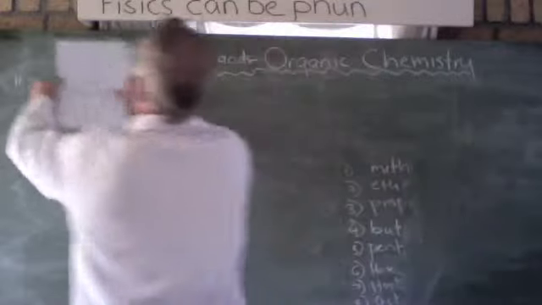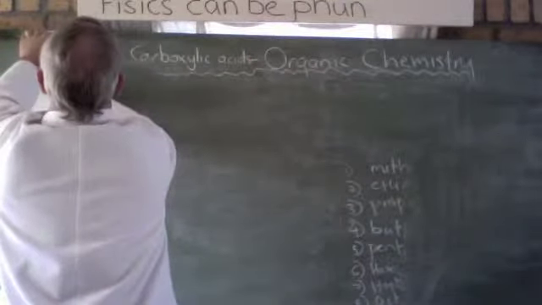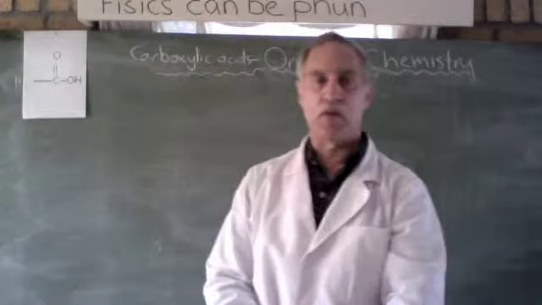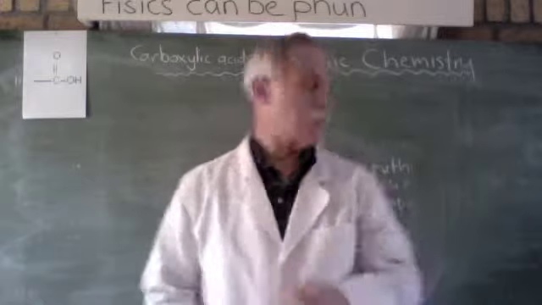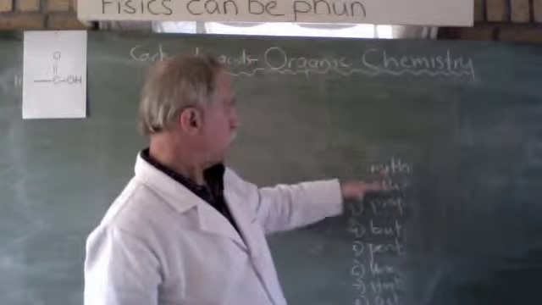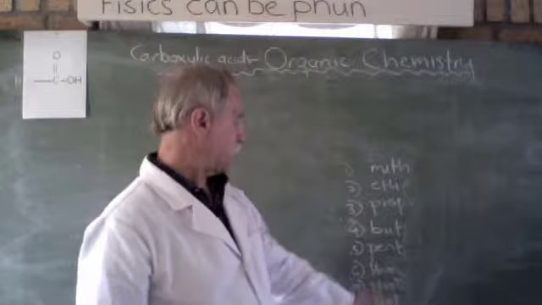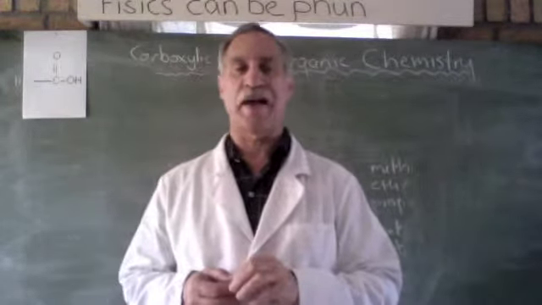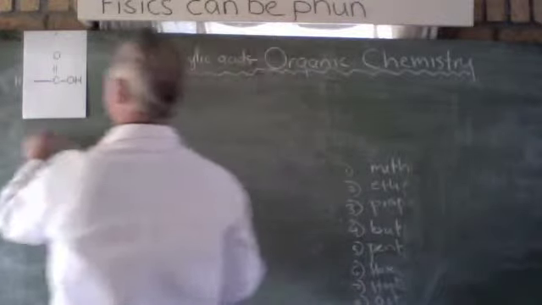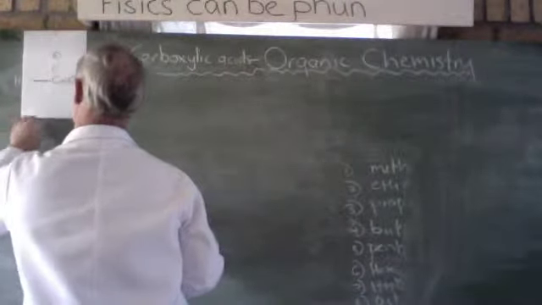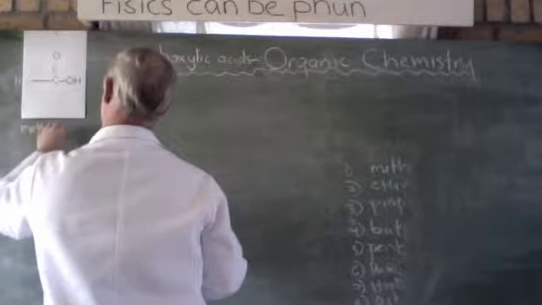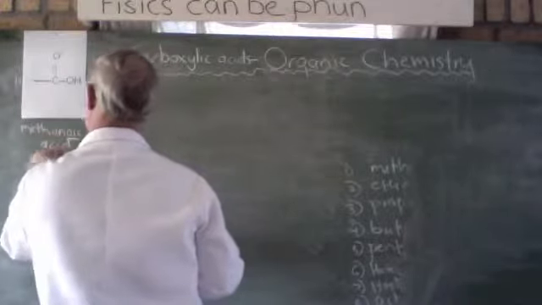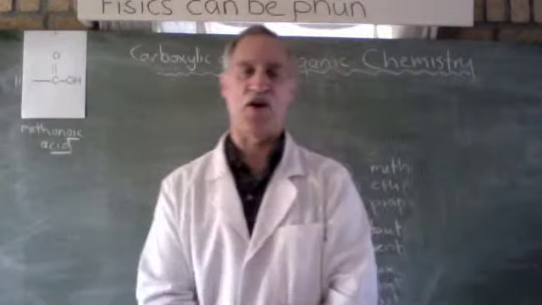So if we had just a one carbon carboxylic acid with a hydrogen on the end to satisfy that carbon, we would have, and we must remember, methane, ethane, propane, butane, pentane, hexane, heptane, octane, but now the name changes to oic acid. So a one carbon would be methanoic acid, oic acid, and they all end in oic acid.